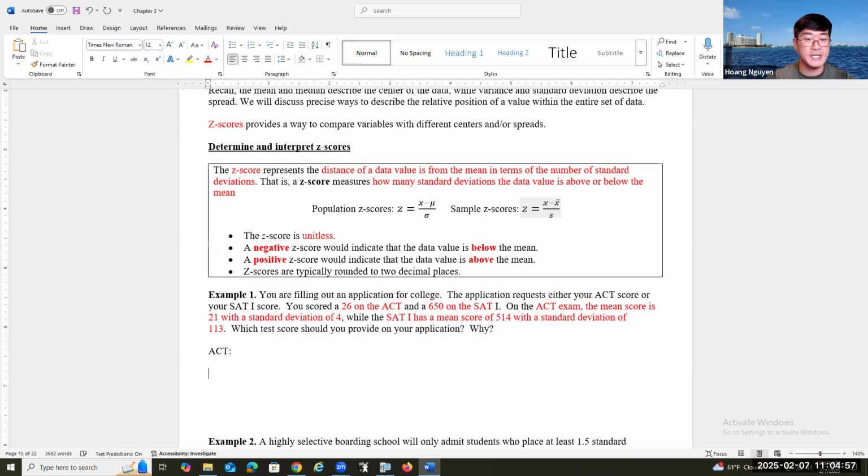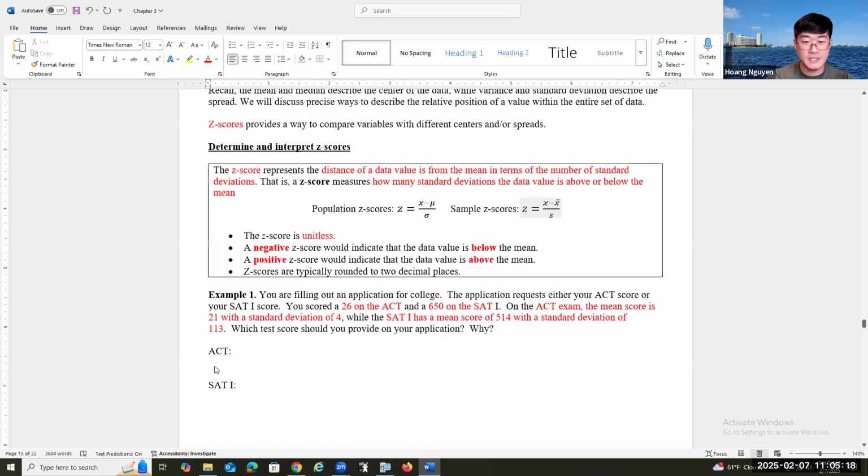After that, we're going to do the SAT one. Now, what do we know from the ACT? For the ACT, the mean is 21 and the standard deviation is 4. So we know the mean for the ACT, we know the standard deviation for the ACT, and we also know the test score for the ACT.